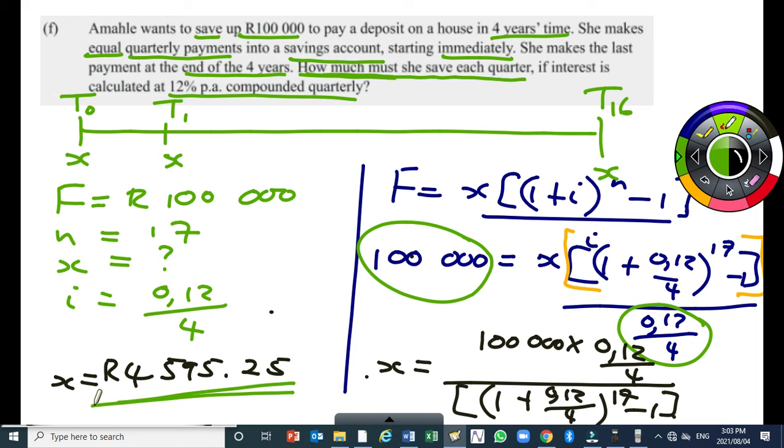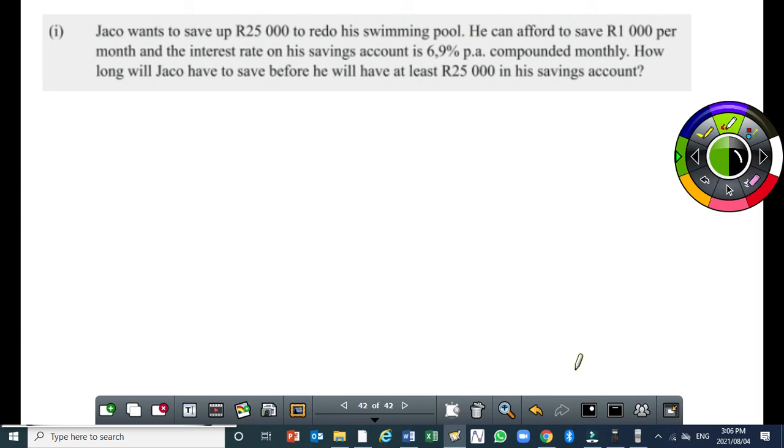Okay, yes. Okay. All right, look here. We are now doing a question on calculating n. Right? Now, how do I know that you're supposed to calculate n? Let's read the question. Right? The question says, Yako wants to save 25,000 rand to redo, okay, please, I'm pronouncing it as if I'm Afrikaans, all right? So Yako wants to save up 25,000 rand to redo his swimming pool.